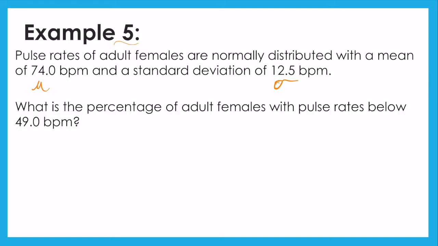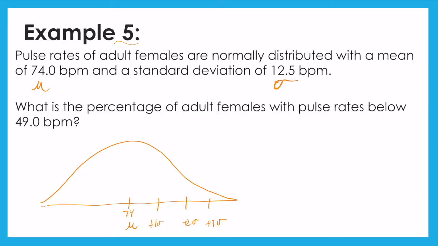What is the percentage of adult females with pulse rates below 49 beats per minute? So let's draw a normal distribution. My mean is 74. I go 1, 2, 3 standard deviations above the mean, and 1, 2, 3 standard deviations below the mean.